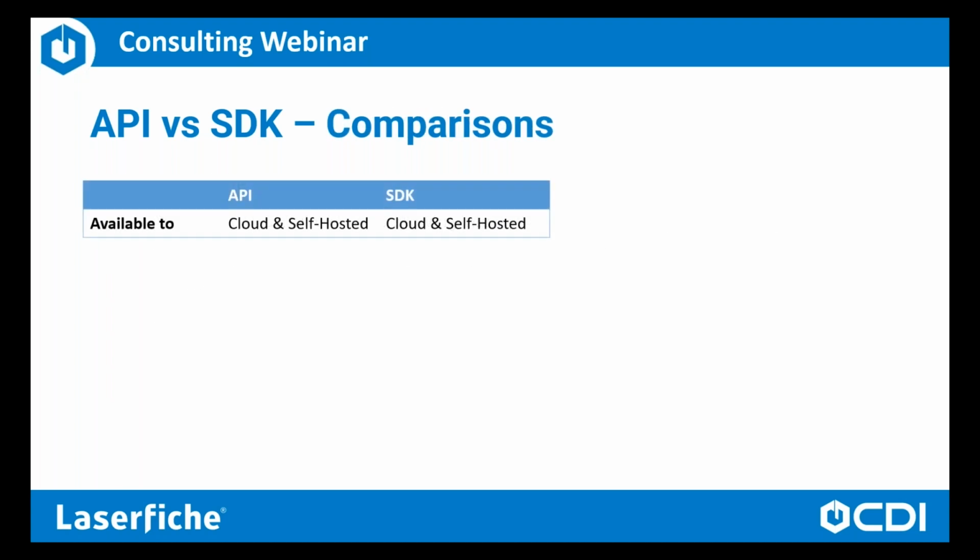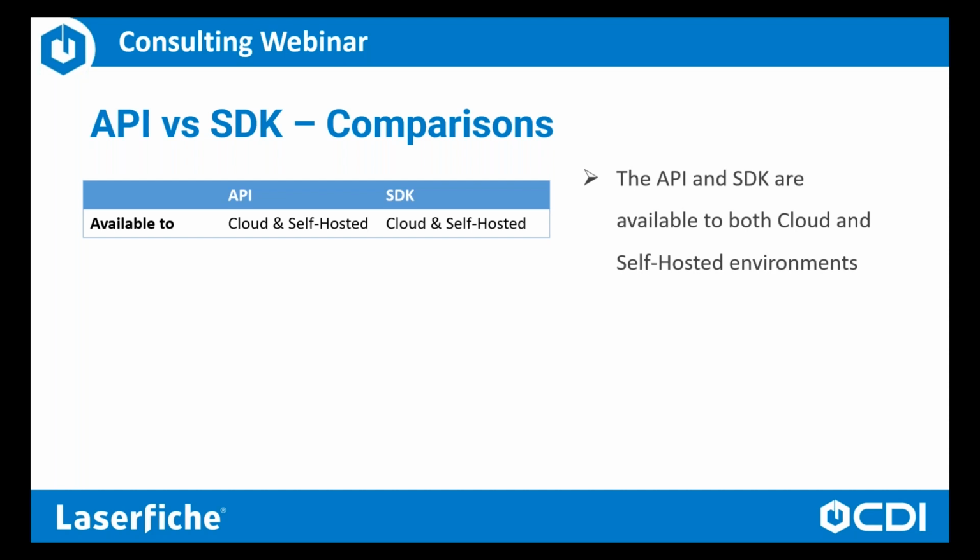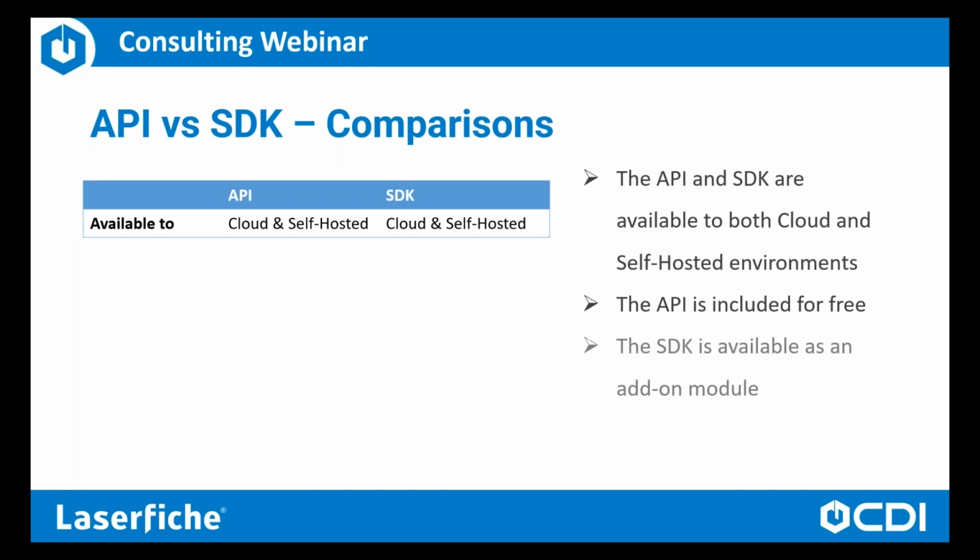To compare the Laserfiche API and SDK, both are available to cloud and self-hosted environments. And the Laserfiche API is included for free. For self-hosted environments, this is part of your Laserfiche server licensing. For cloud clients, this is going to be part of your Laserfiche Cloud subscription. The Laserfiche SDK is available as an add-on module that can be purchased separately.